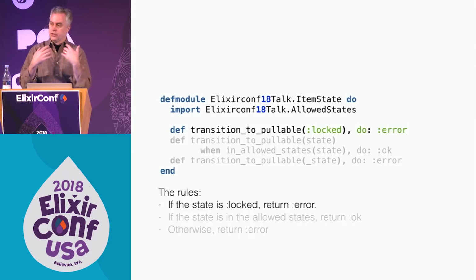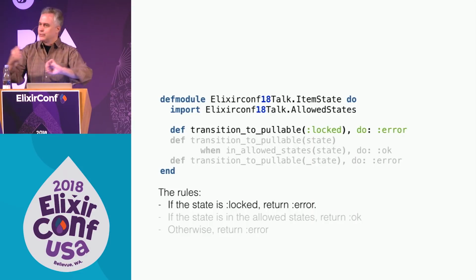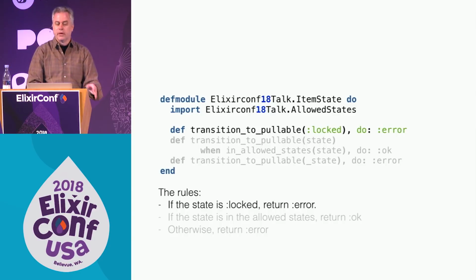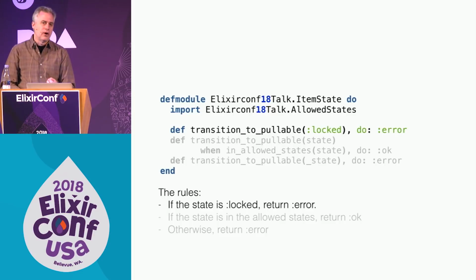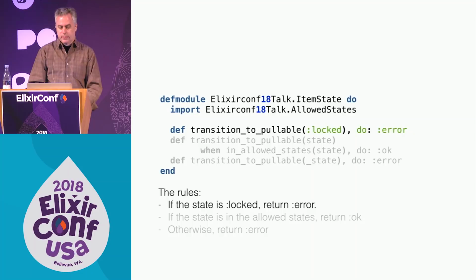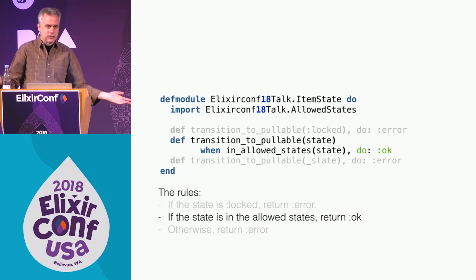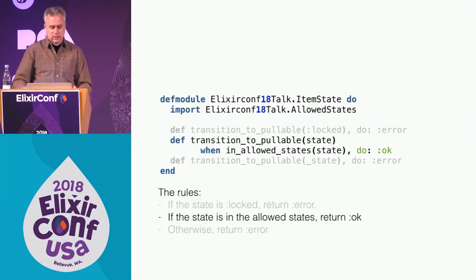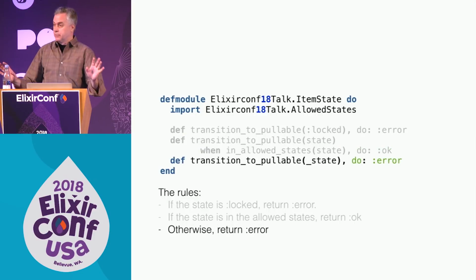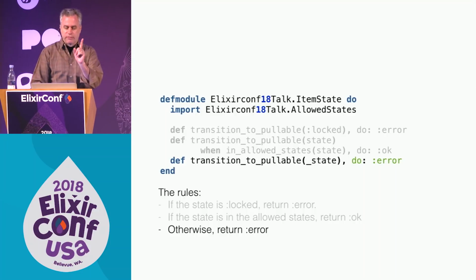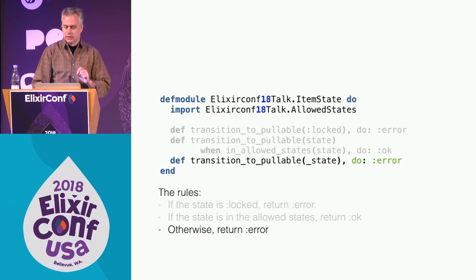If we transition those garments to pullable, what that would do is cause chaos, because things would be stolen in and out of totes all the time. So we have this idea of locked. If an item is already in the state of locked, we don't transition it to pullable. And that is the top line, that's that rule. The middle line is if the state is in any of our allowed states, then it's okay. Otherwise, that means we got something really strange, and that's an error. Okay? So that one function with three clauses expresses those rules.